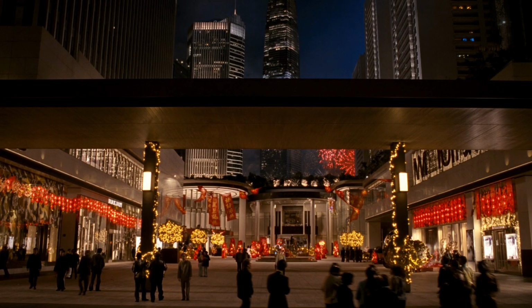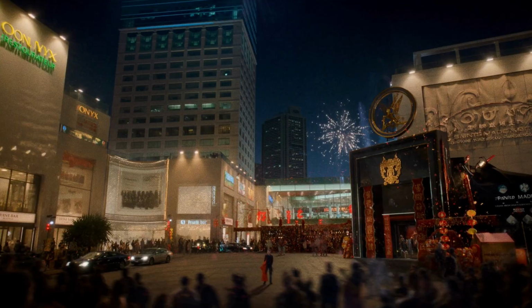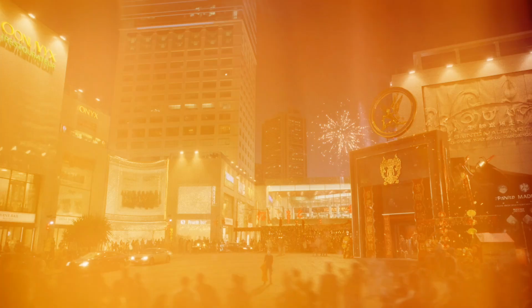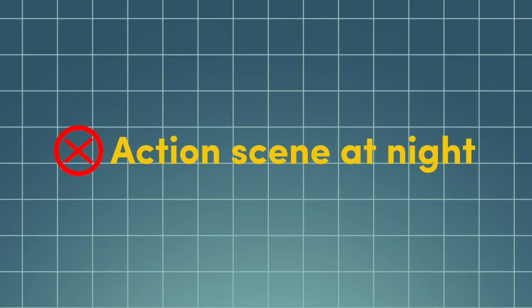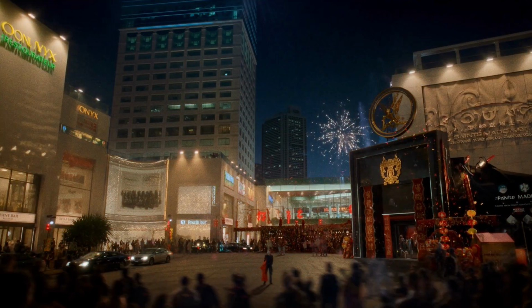I'm looking for good lighting, clear red lanterns, festival energy, and enough space for action. Then I'll save this as my festival location. This location matters because it gives the scene identity. If I only say action scene at night, that is too generic. But when I use a Chinese New Year festival with red lanterns, fireworks, performers, and a crowd, the scene already feels cinematic before the action even starts.